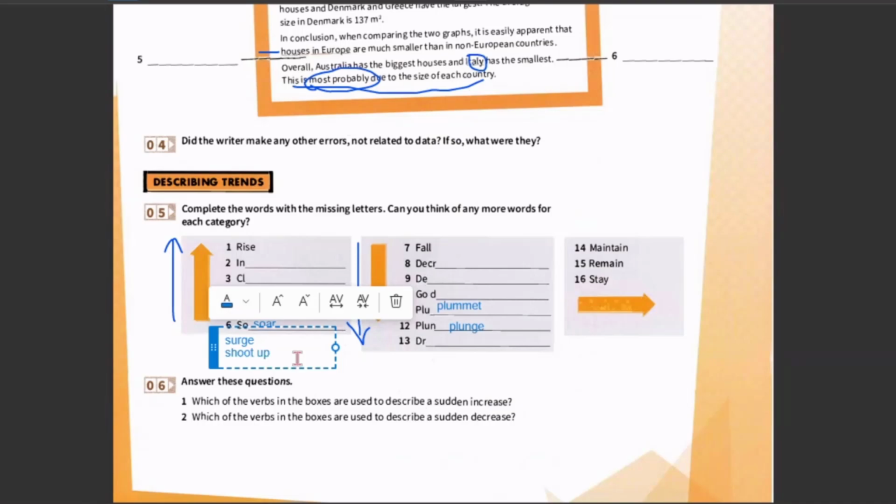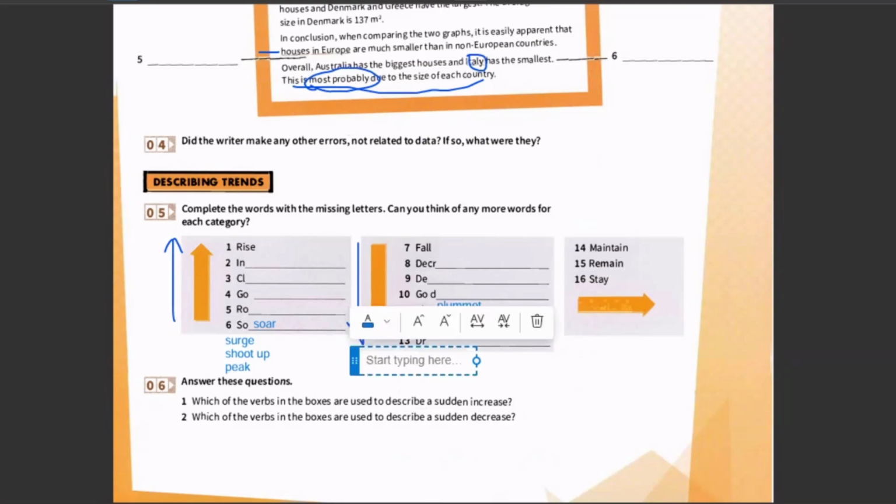And then there is. These three words can also be used for a rising trend. Okay. And for the falling trend, do you have any words for this? No, I can't think of any.